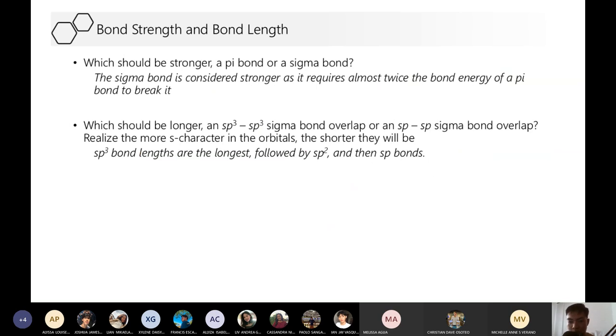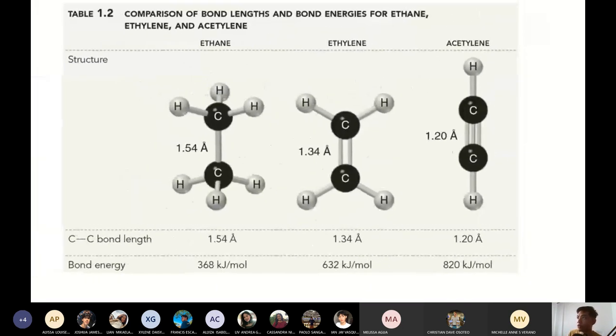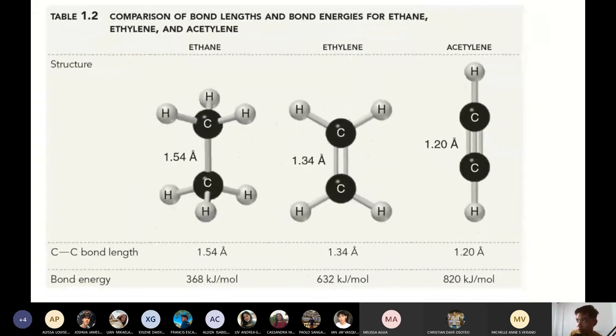Ngayon naman, punta naman tayo sa concept of bond strength and bond length. No? So depending on the type of your bond, iba-iba yung length nila at iba-iba yung strength, no? So, let's check this trend na lang. Tignan natin. So, this is the trend. This is the comparison of bond lengths and bond energies for ethane, ethylene, and acetylene. So, dalawang carbons yan. Though the bonds are different, the hybridizations are different. Ito, sp3 hybridized, sp2 hybridized, sp hybridized carbon.